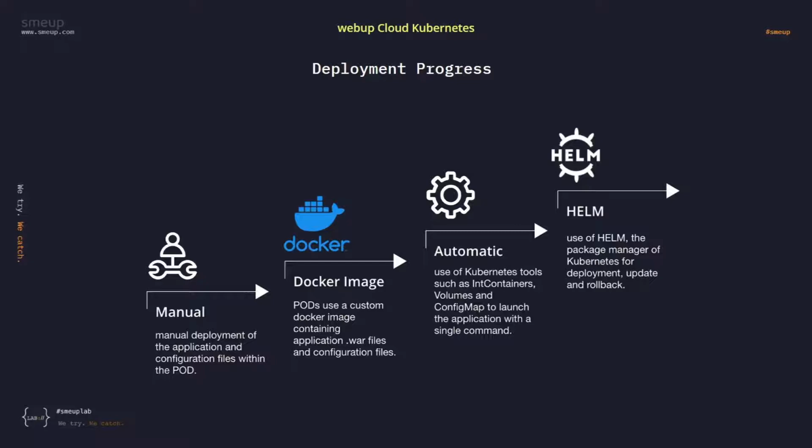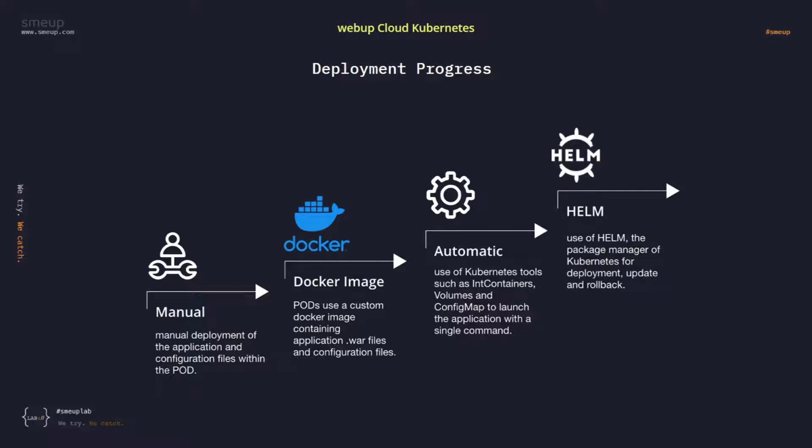During our deployment and porting of web app in a Kubernetes cloud environment, we went through a series of stages of deployment. The first one, and the most basic, was the manual deployment, where we manually moved the configuration files and the WAR application of web app within the pod.